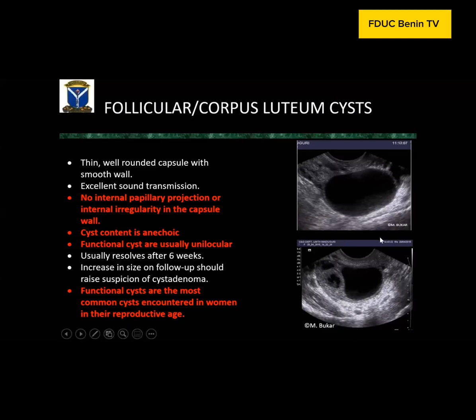Thin wall, clear content. These are the commonest cysts encountered in clinical practice. Most of these cysts will disappear within 6 weeks, and they do not require any intervention.